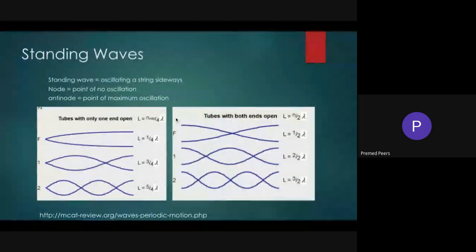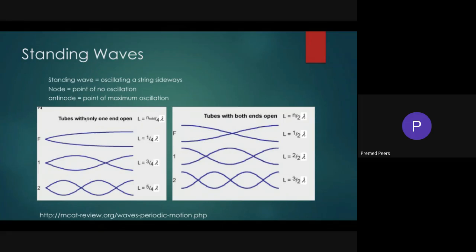Next, we have standing waves, which are strings or pipes. So we have this pipe with only one end open, or then a pipe with two ends open. So this is called an open pipe, and then this is also called a closed pipe. Strings behave the same way as tubes with both ends open.